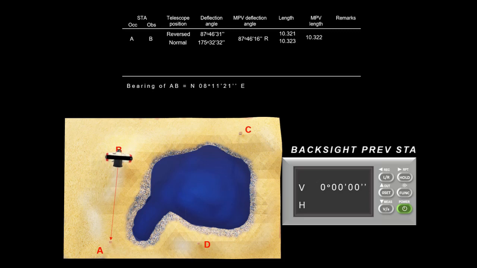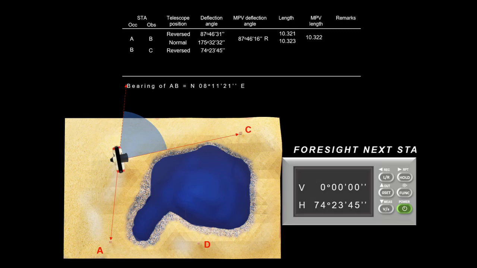Once we have leveled our instrument and have it centered over station B, we just have to repeat the same things that we did when we were on station A and press the zero set button twice to reset the angle reading. Plunge the telescope in reverse and aim for the next station. Have the first angle reading recorded in your table, in line with the reverse position of the telescope. After that, press the hold button twice to freeze your angle reading and have a good aim of the previous station once again.